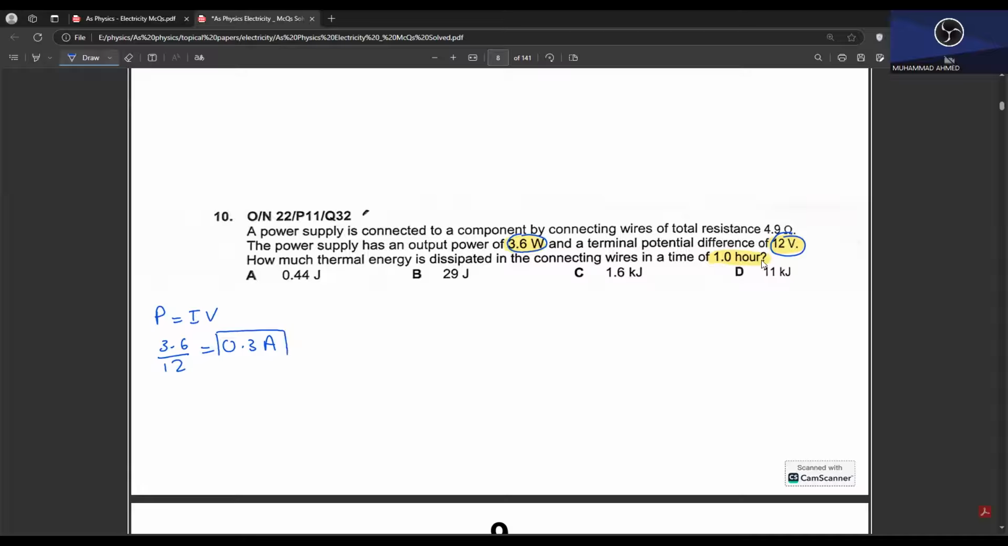Now you have the current, and the same current will be in the connecting leads of 4.9 ohms. Can you calculate the energy? Yes. I square R into time. What is I? 0.3 square into resistance. That is what? The resistance of the connecting wire is 4.9. What is the time? 1 hour, 60 minutes multiplied by 60 seconds. Let's calculate this answer. 0.3 square into 4.9 into 3600. This comes out to be 1.6 kilojoules. 1.6 kilojoules is your answer. Simple as that, nothing complicated here.